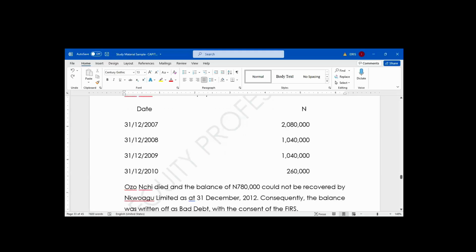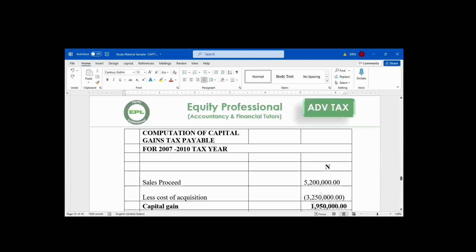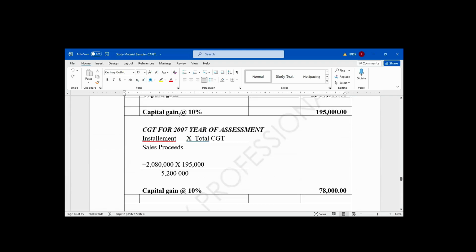So now, let's compute the capital gain tax. We know that the total capital gain tax that the seller of the asset is supposed to pay is how much? 195,000. This is the total capital gain tax he is supposed to pay. But he will not pay it at once. He is going to pay it based on installments, starting from the 2007 year of assessment.